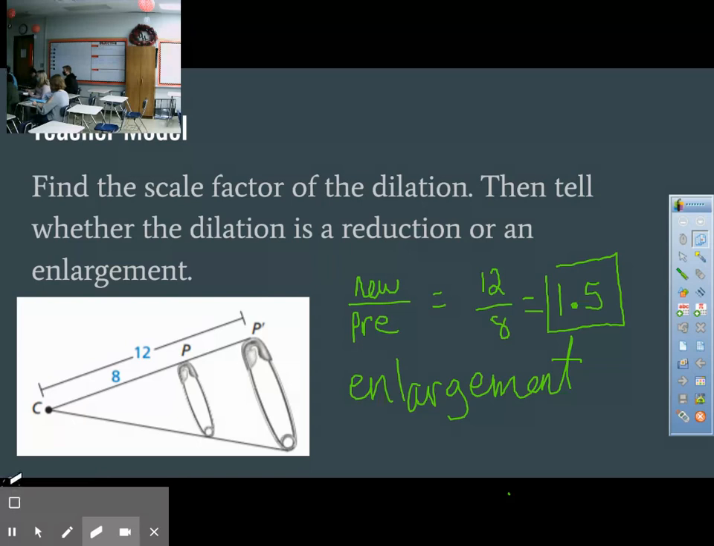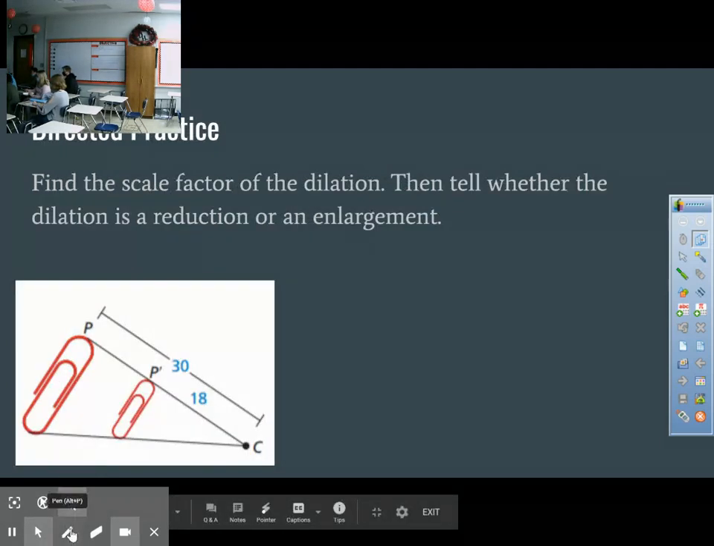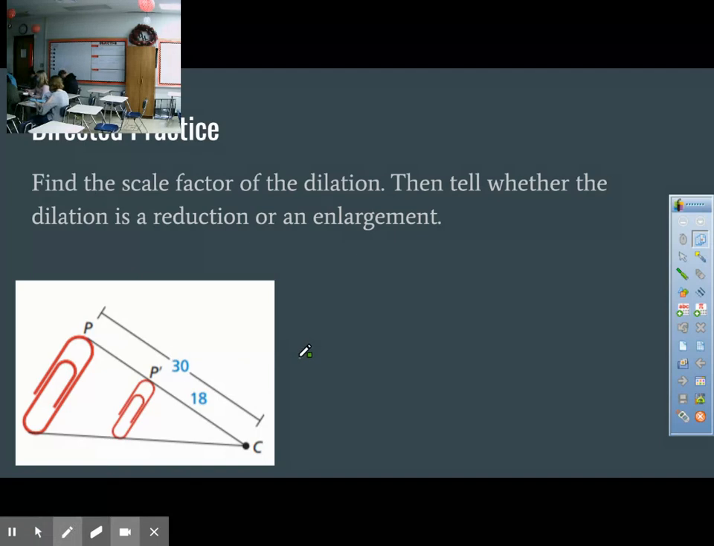All right, you'll notice on this next one, I whited out the numbers. So first thing you're going to need to do is fix the numbers. It says find the scale factor of the dilation, then tell whether the dilation is a reduction or an enlargement. Okay. So this long line should be 30, and right here between these two should be 18. All right, so remember it's the new one over your pre-image.